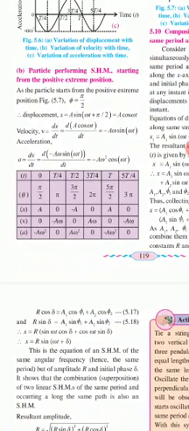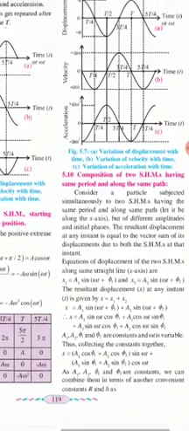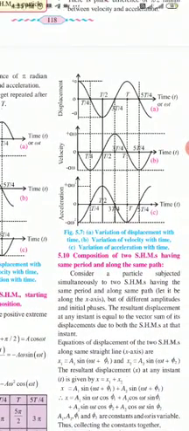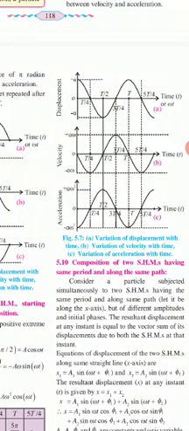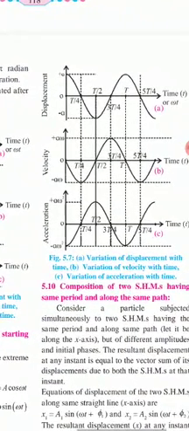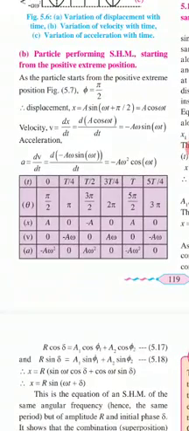If you consider t equal to 0, x will be, what is cos 0? It will be 1. So the answer is x equal to a, and it will be at plus extreme. See, if you notice this, at 0 it is at plus extreme. Now again you can consider theta equal to pi by 2, that is t equal to T by 4.